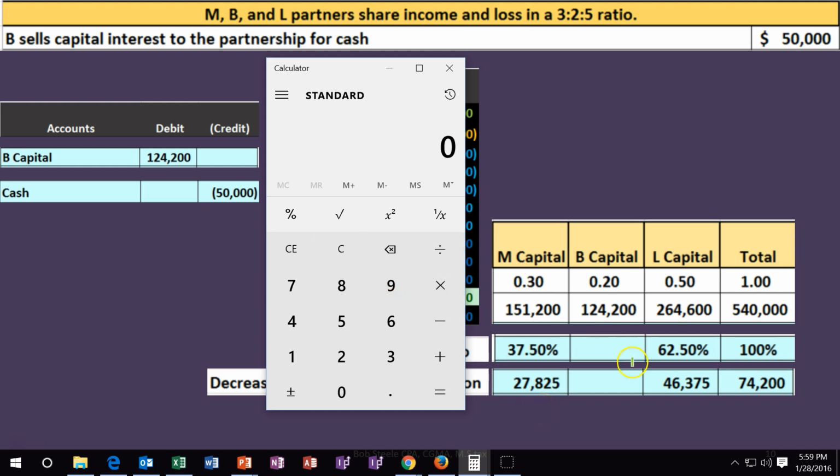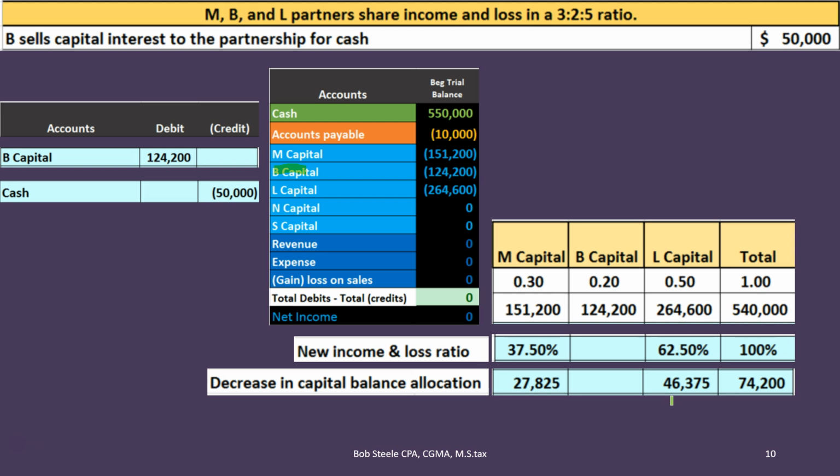And of course, L will receive the difference. Let's do that calculation, however, which is the 74,200 times the 0.625. And that gives us the 46,375. So that's how we're going to break out this 74,200. That's the plug that we need up here.